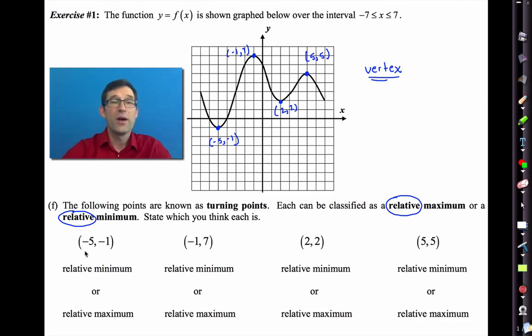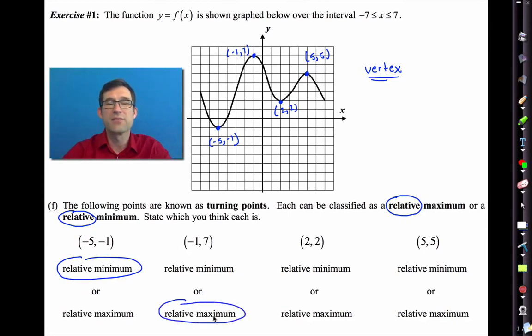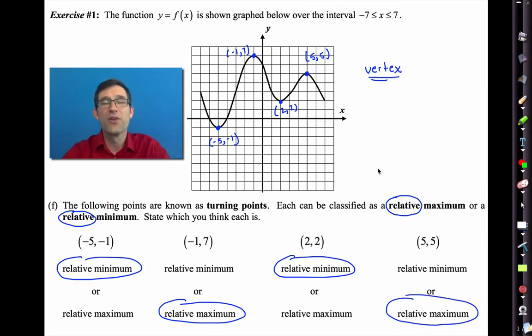All right. Well, -5, -1 is at the bottom of the hill, right? It's the valley, so it's a relative minimum. -1, 7, well, that's at the top of the hill, so it's got to be a relative maximum. 2, 2, bottom of the hill, relative minimum. 5, 5, top of the hill, relative maximum. Not surprising that they alternate back and forth.